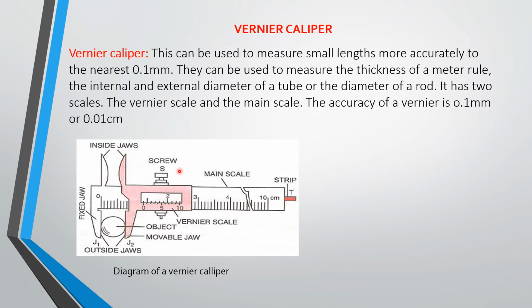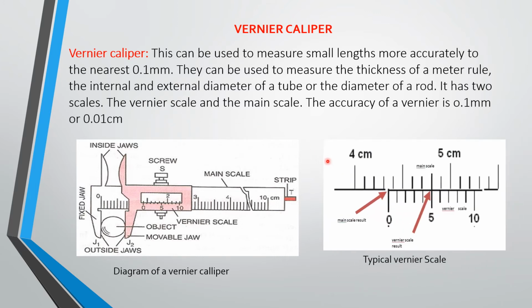And for this particular Vernier caliper, just as I talked about the accuracy of the meter rule, the accuracy of a Vernier caliper is 0.1 millimeter, and that is equal to 0.01 centimeters. So the least possible error that you can get while using the Vernier caliper is 0.1 millimeter, or 0.01 centimeters. That is the least error you can get while using the Vernier caliper.